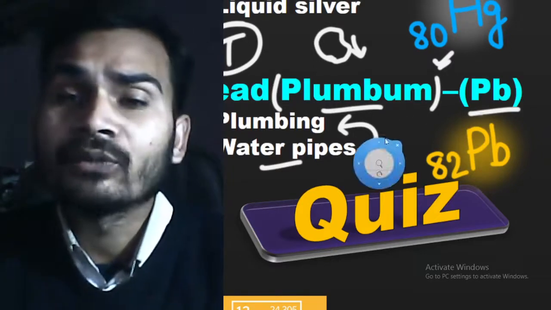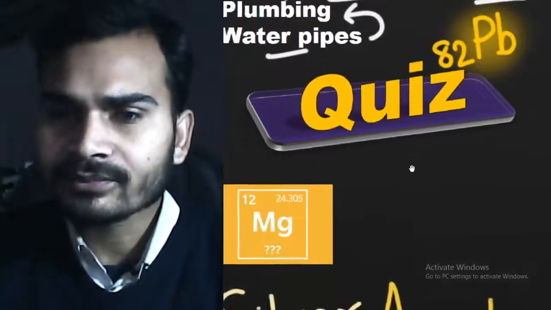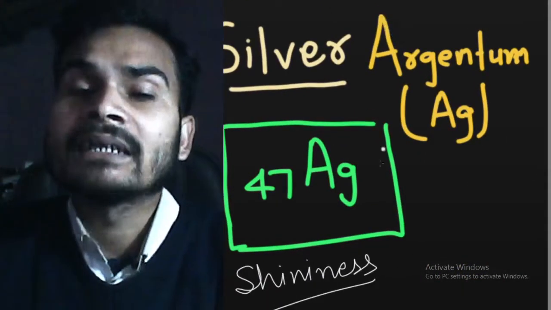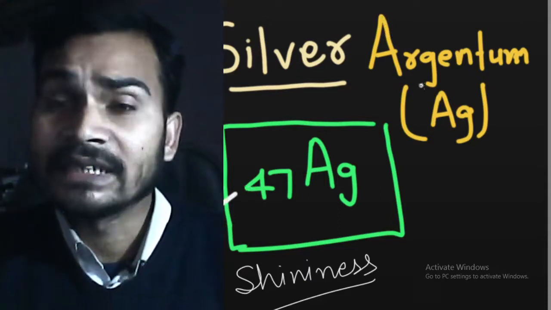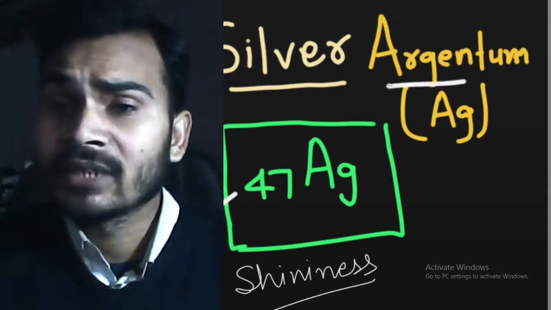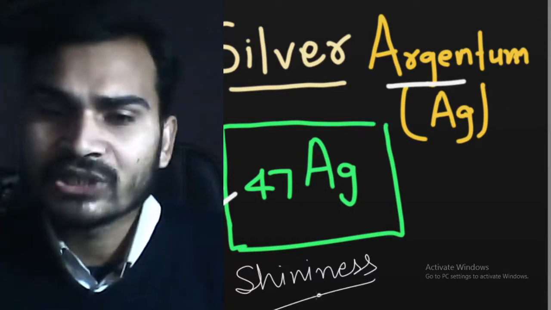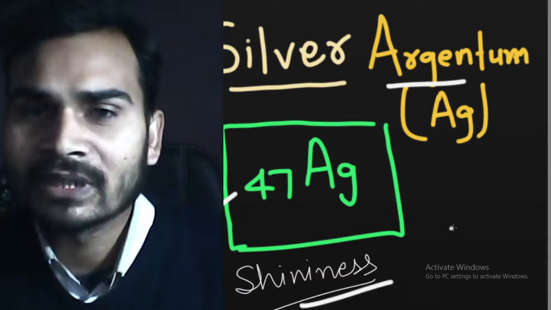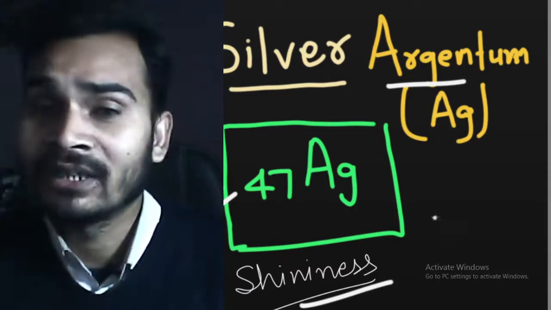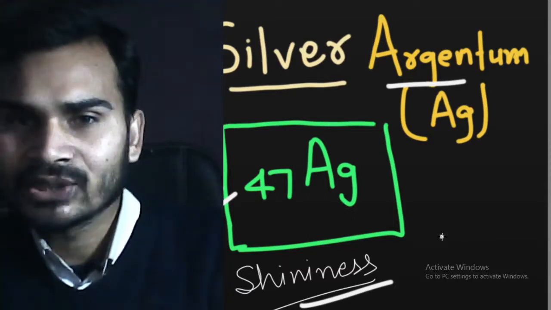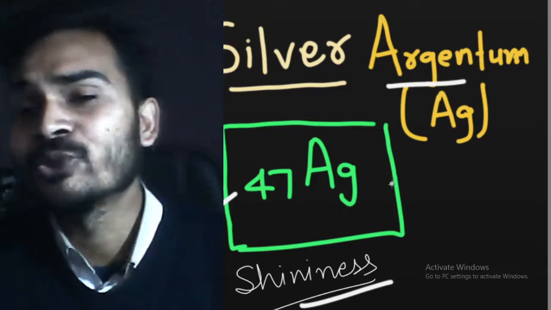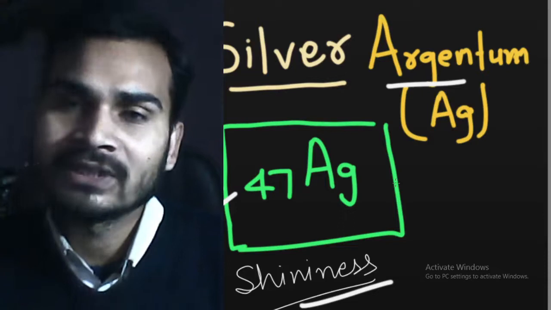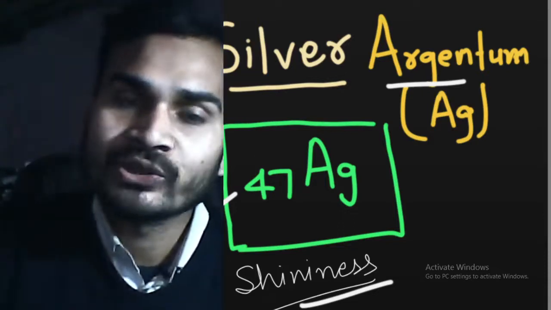The last symbol we are learning right now is silver. Silver has atomic number 47, and its name is taken from argentum. Argentum means shininess. If you notice the color of silver, you can say it is a silvery color, which is whitish or shiny. Shininess is also used in science as luster. It is a property possessed by metals, and silver is also a metal.